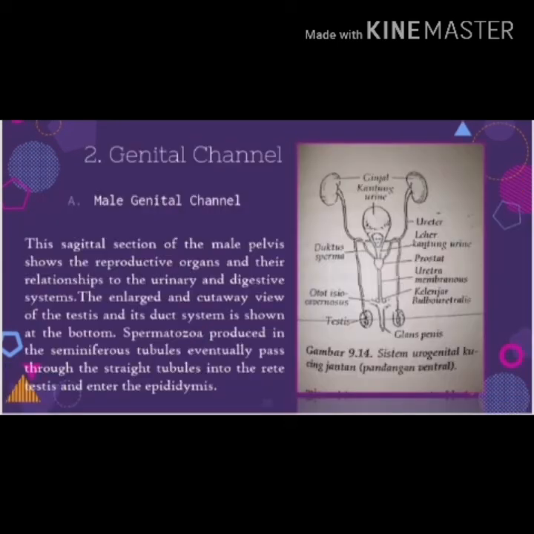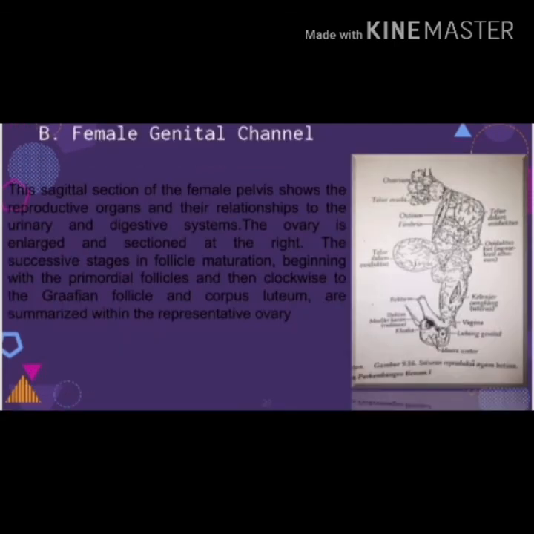2. Genital canal. A. Male genital canal. This sagittal section of the male pelvis shows the reproductive organs and their relationship to the urinary and digestive systems. B. Female genital canal. This sagittal section of the female pelvis shows the reproductive organs and their relationship to the urinary and digestive systems.